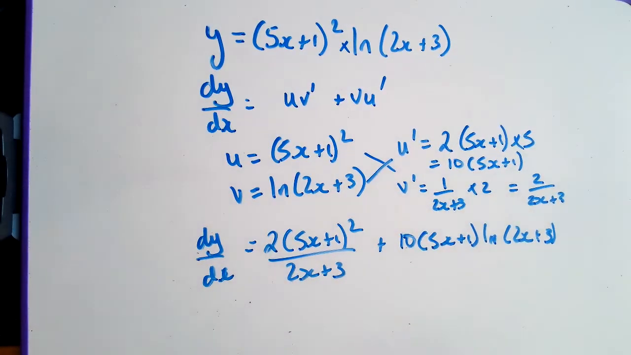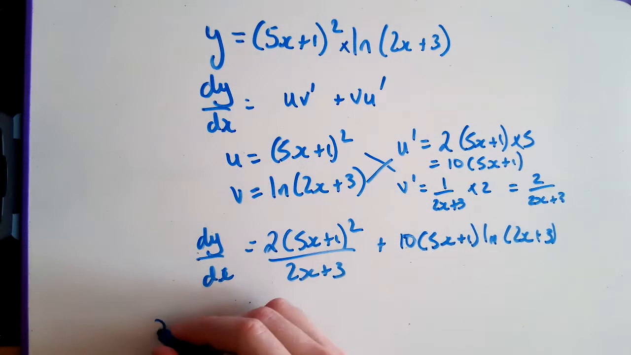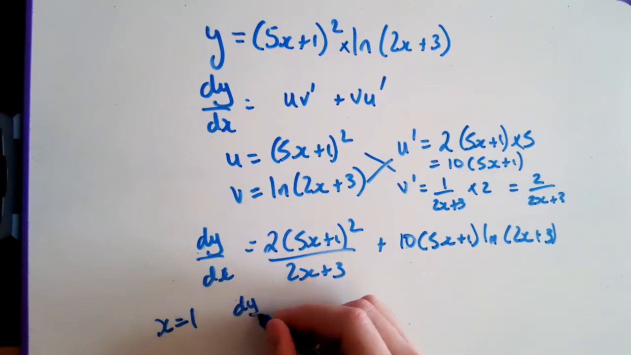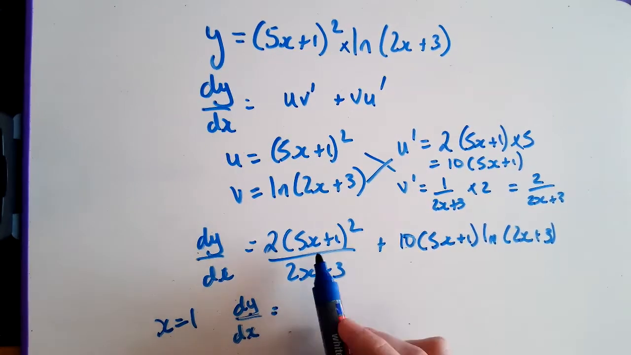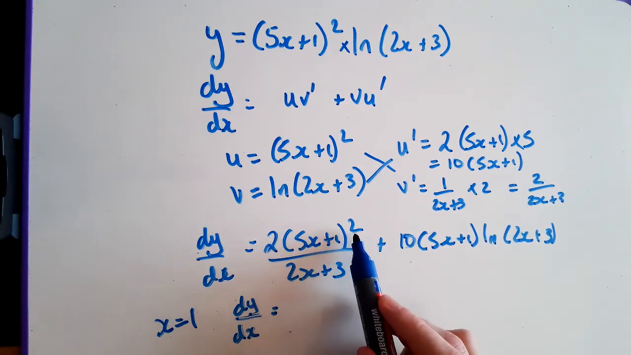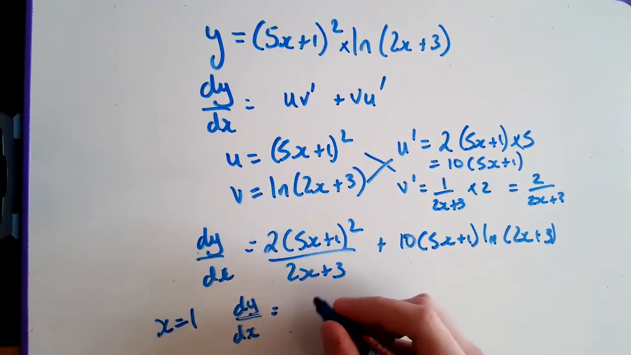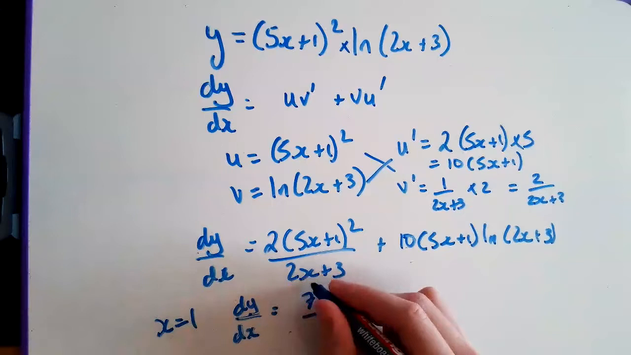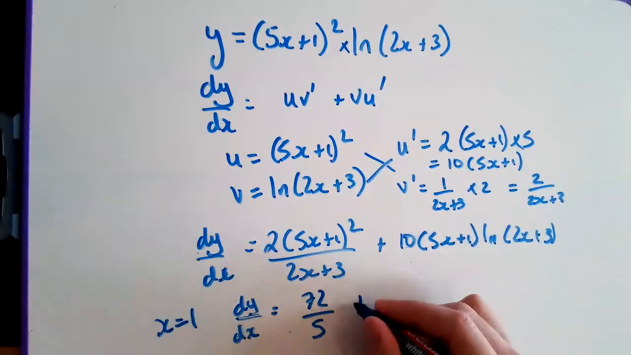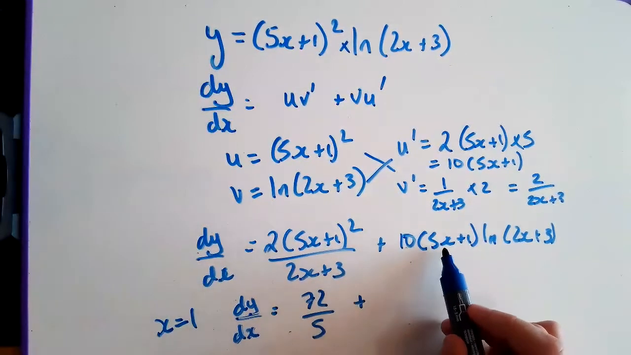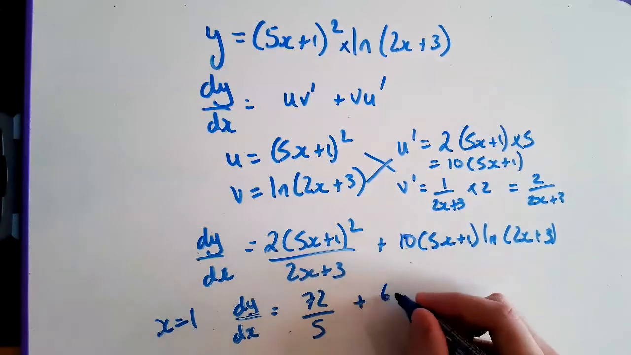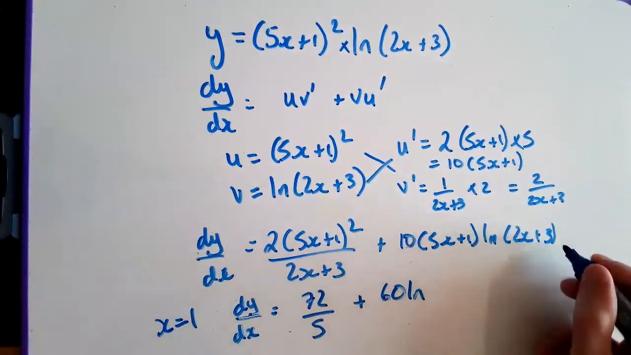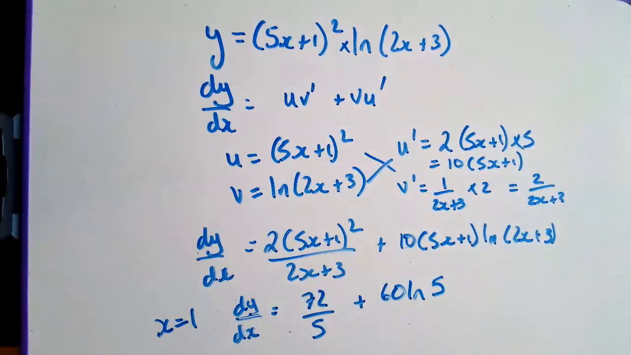And we want to work out the gradient when x equals 1. So dy by dx, putting x equals 1 in there gives me 6 squared is 36, times 2 is 72, over 2 add 3 is 5, plus 10 times 6 is 60, ln of 2 add 3 is 5. So 60 ln 5. I'm going to leave it like that, not type it in my calculator, because the answer is exact.